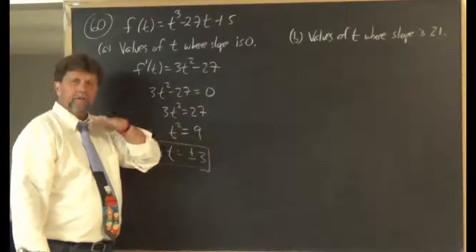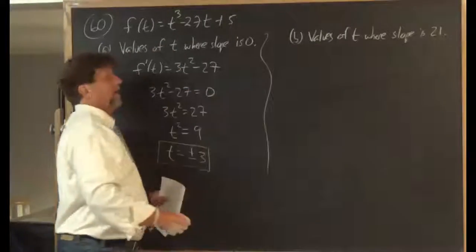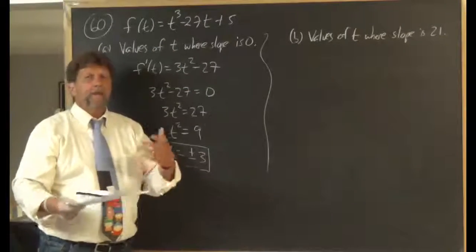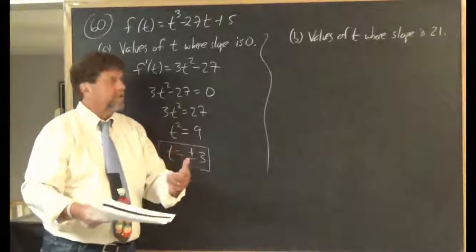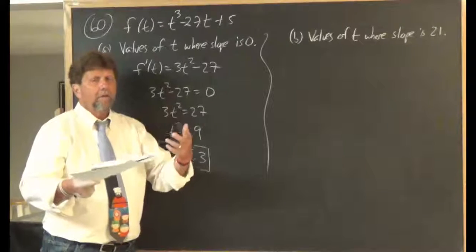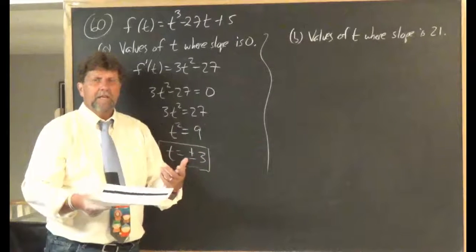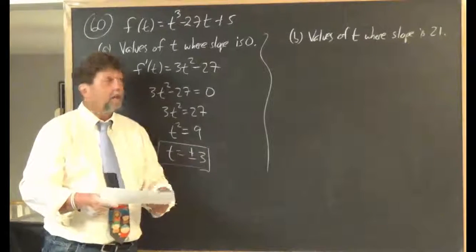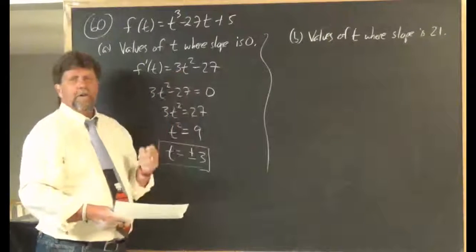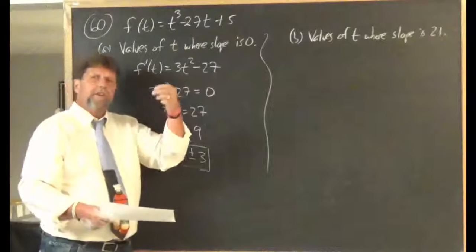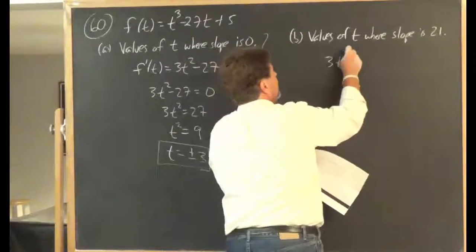So in part B, find the values of t where the slope of y equals f of t is 21. Find the values of t where the slope of the tangent line to the graph of y equals f of t is 21. Means the same thing. For part B, we just have to take the derivative. We already know the derivative. We want to know where the derivative is 21.